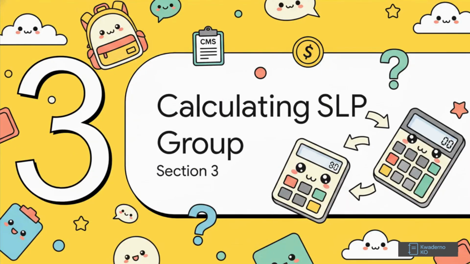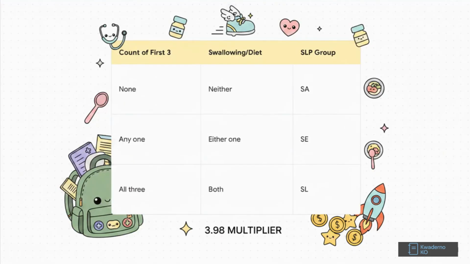Step 3, calculating the SLP group. Now, what's really interesting about this matrix is how it takes the specific items we just packed into our backpack and sees how they translate into a definitive payment classification. The sheer logic of it instantly scales things up.